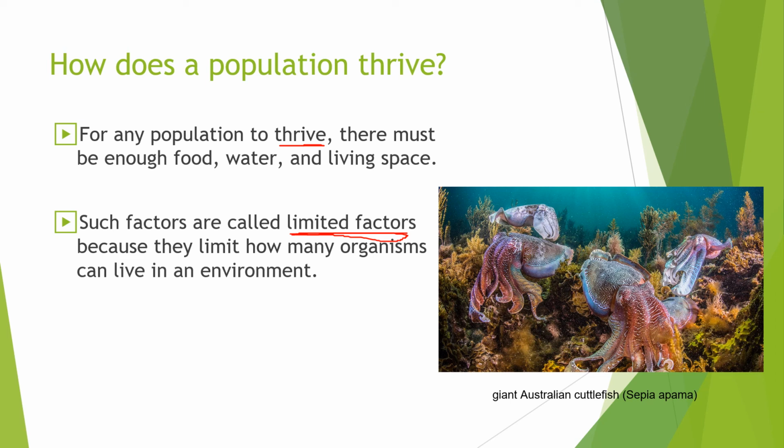There are a couple more than just the 3 mentioned here, but these are 3 of them: food, water, and living space. Okay, they're called limiting factors because they limit how many organisms can live in an environment. If there's only a certain amount of food available, there will only be a certain amount of animals that can live there and get enough to eat. If there's only a certain amount of water available, same situation and living space as well.